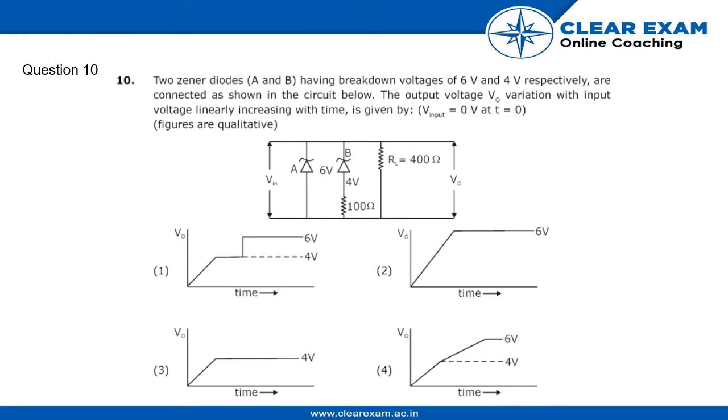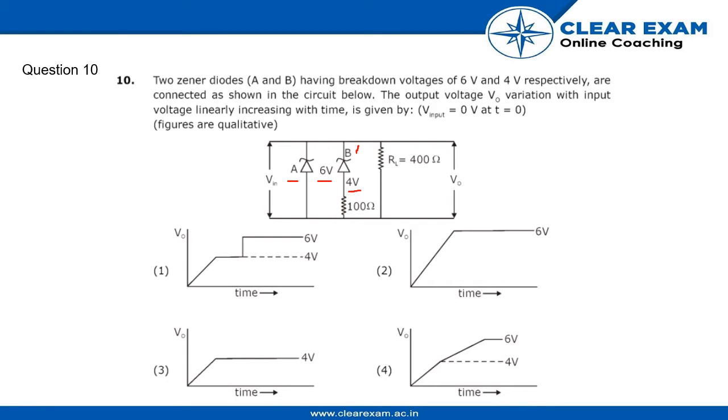Hello guys, we have a question here that says two Zener diodes A and B have breakdown voltages of 6 volt and 4 volt. Two Zener diodes, these are our two Zener diodes, that is A and B, and their breakdown voltages of 6 volt and 4 volt, are connected as shown in the circuit below.